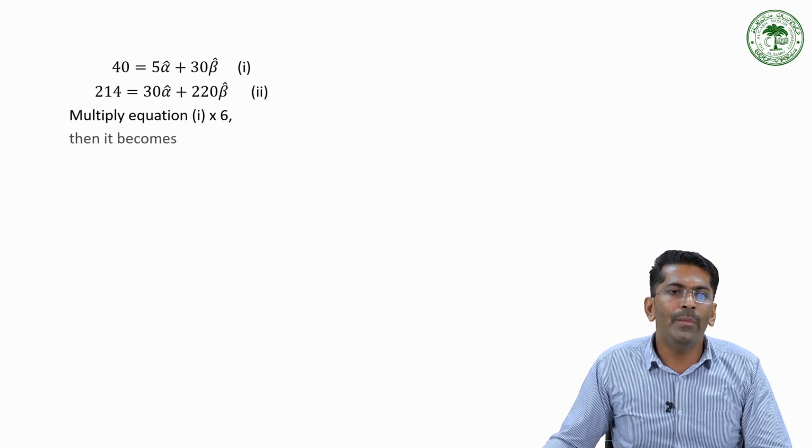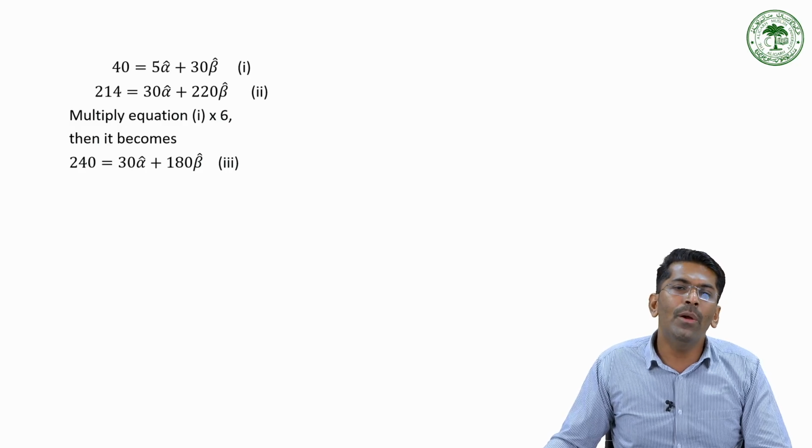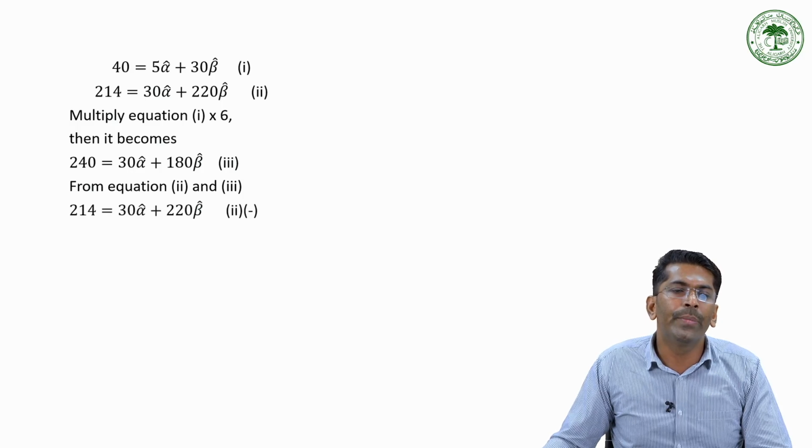So equation 1 will become, see, 6 into 40 which is 240, which is equal to 5 into 6 which is 30 alpha hat plus 30 into 6 which is 180 beta hat, which I am denoting as equation number 3. Now from equation number 1 and 3, I am going to subtract. This is equation number 3 and this is equation number 4.